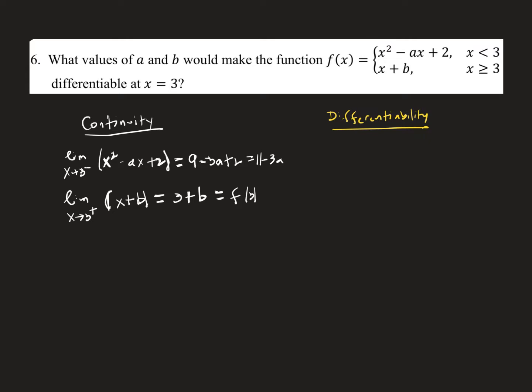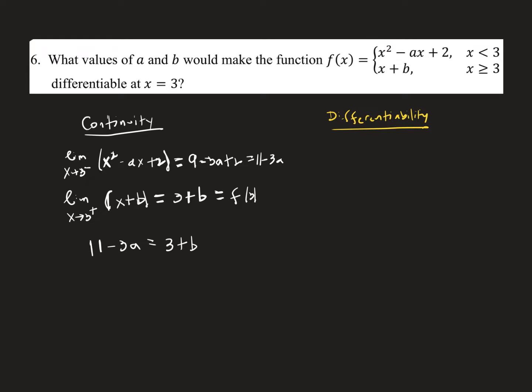Now, in order for this to be continuous, those things have to be equal to each other: the limit from the left, the limit from the right, and f of 3. So I'm going to set 11 minus 3a equal to 3 plus b. Now, that's not enough to tell me what a or b are right now.